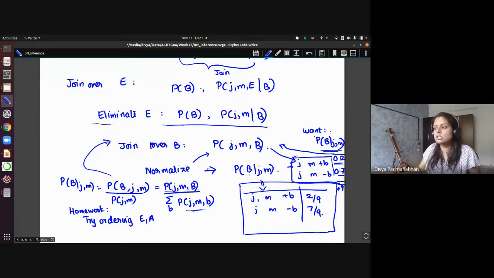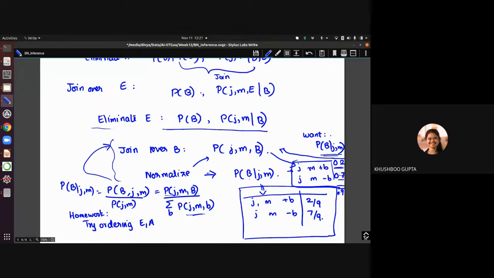So suppose you just wanted P of J and B. If that was all you wanted, then you didn't need a normalized step. So you have to decide what exactly is the operation to be done depending on the query you evaluate. Okay. So Kushbu, is it clear? Yes, ma'am. It's clear.